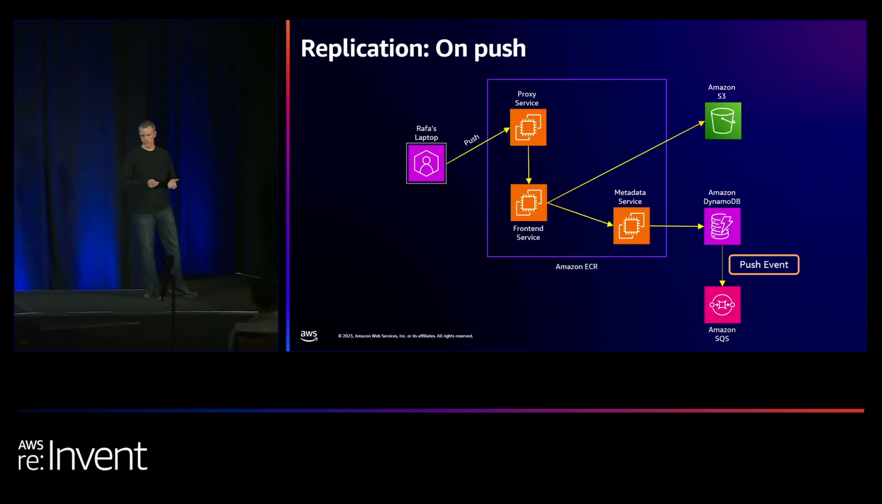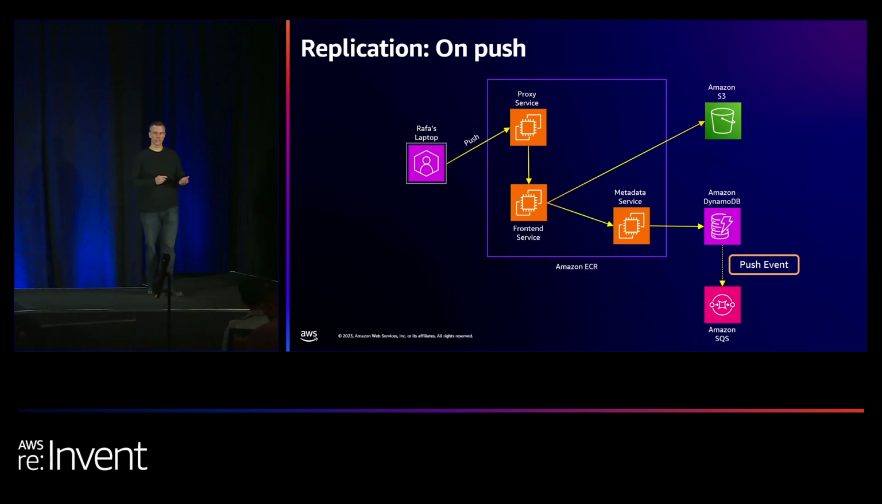So going back to our architecture diagram, very similar flow here. Rafa's laptop pushing up the proxy. So it's a normal push flow. This is the same diagram we looked at in the beginning. The only difference here is we're adding in a bit of asynchronous processing.